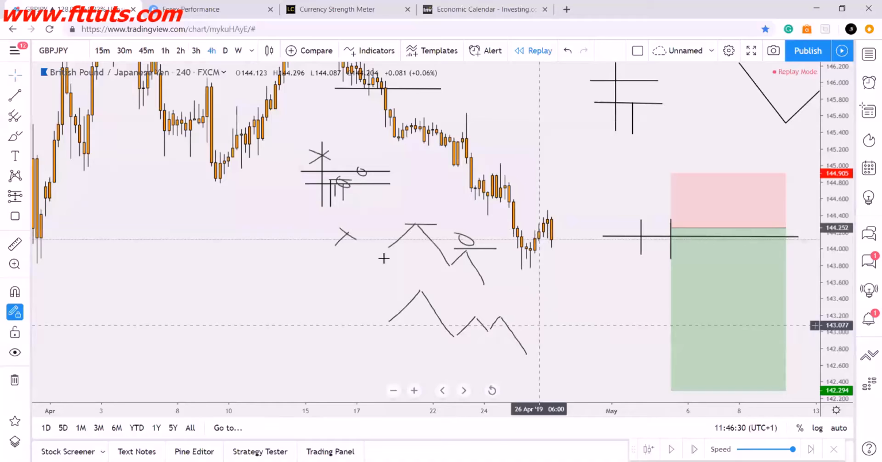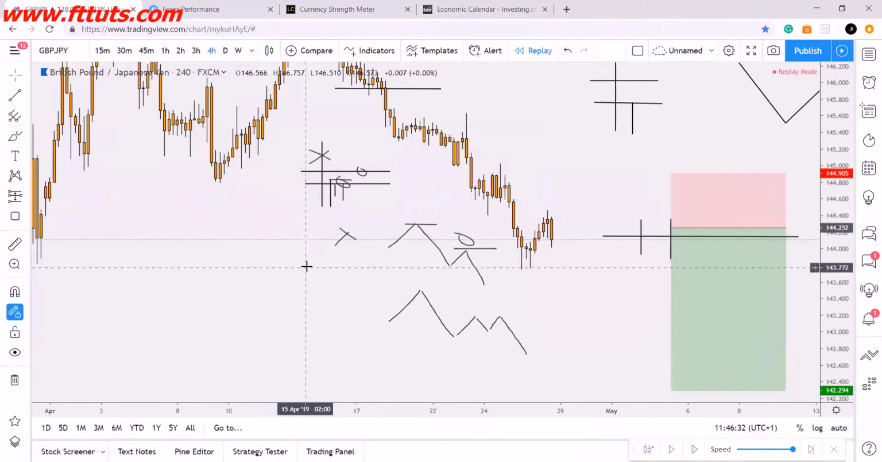Yeah. Okay. And another question, if you miss the first lower time frame lower high, can you get into the second lower high that you see on the lower time frame?